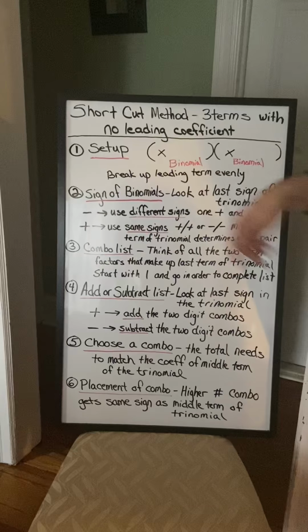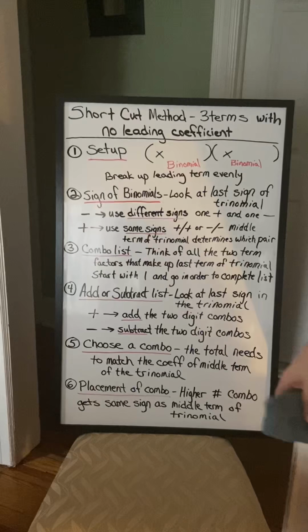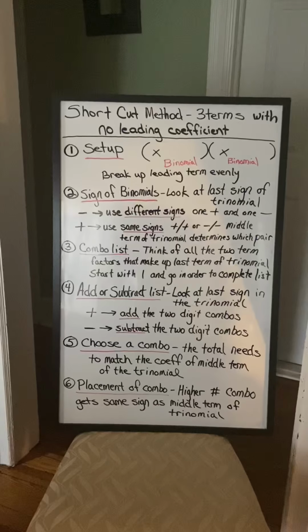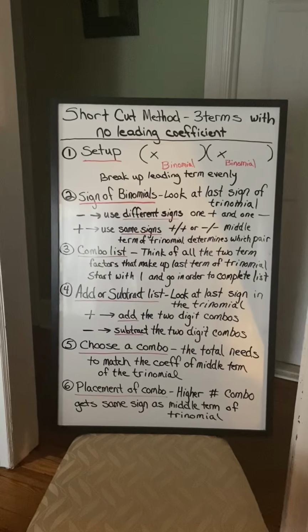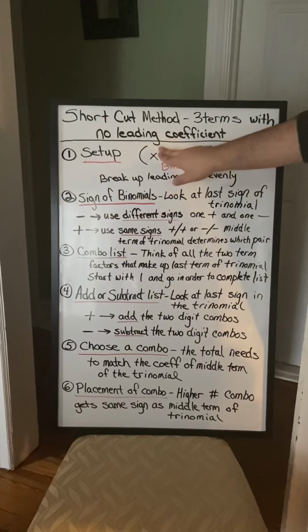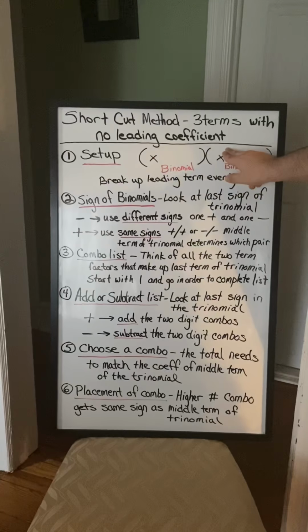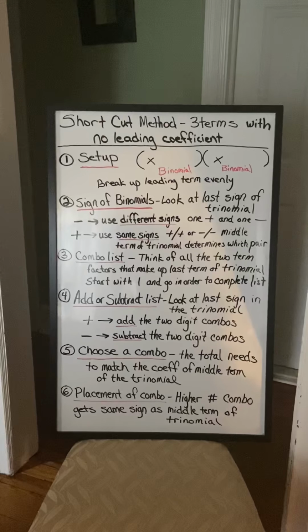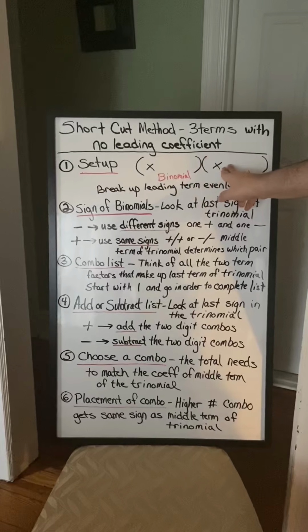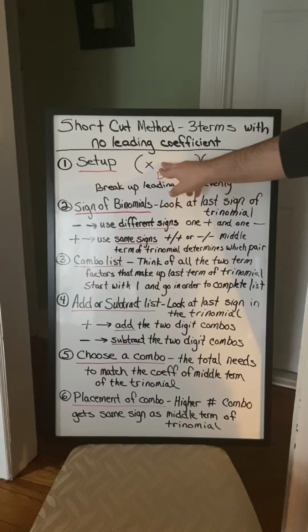You're going to take that leading term that you have in the trinomial and just break it up evenly. Remember, if you have x squared, x and x would be breaking up evenly. If it was x to the 4th, that means you do 2 x's here, x squared, and 2 x's here, x squared. The second step would be the sign of the binomials. You need to have a sign here and here. They can either be pluses or minuses.